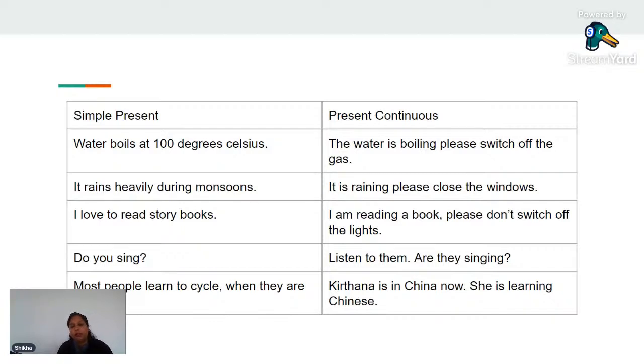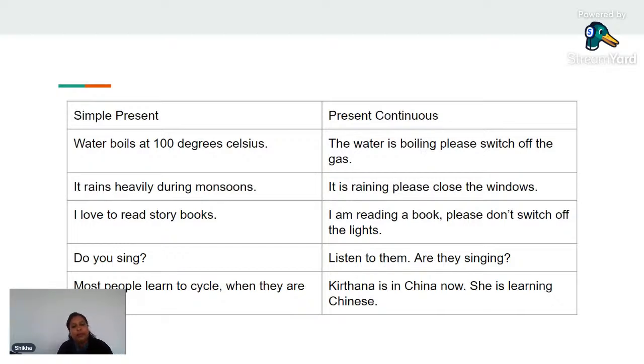So this question is being asked to know whether singing is your habit or not, whether you sing regularly. It's not like whether you are singing one day, two days. No, whether singing is your habit or not. Okay. So in the same way, under present continuous tense, we can frame the sentence as: listen to them. Are they singing? So that means I want to know whether they are singing at the moment, right?